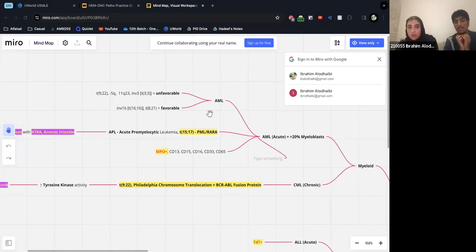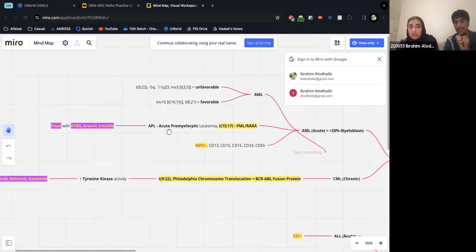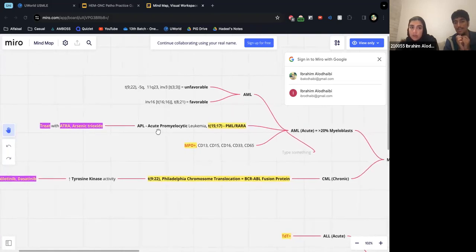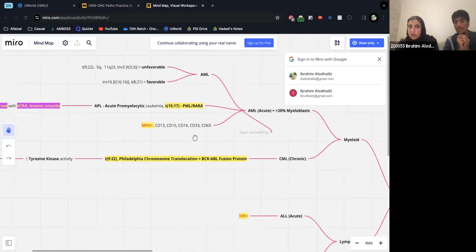translocations and favorable translocations. Then you have acute promyelocytic leukemia, which is specifically t(15;17), PML-RARA, which is basically an issue in your retinoic acid receptor alpha. And you treat it with ATRA, all-trans retinoic acid, and sometimes they even treat it with arsenic trioxide, okay? Generally, AMLs, they're MPO positive, CD13, 15, 16, 33, and 65 positive. You don't need to remember all of these. Remember the ones that they highlighted in your lectures, okay? But typically from what I remember, 15, 33, 13, those ones are important.